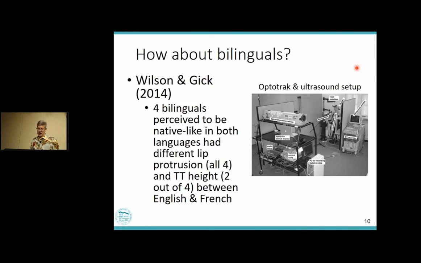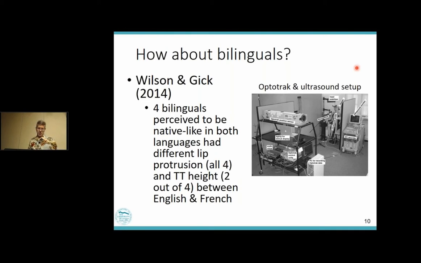So that's all well and good with monolingual group comparison, but one problem that you have, of course, comparing monolingual groups is that you have to normalize for vocal tract size differences. And using bilinguals, this problem disappears because you're comparing the same vocal tract to the same vocal tract.